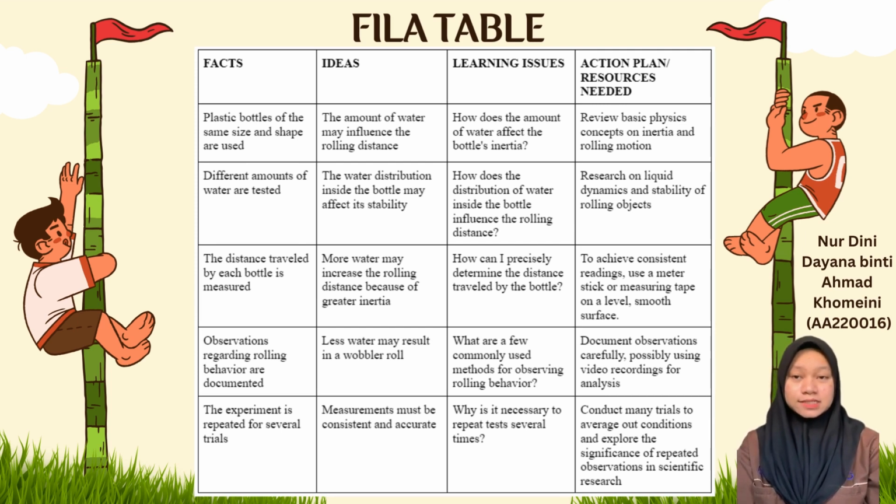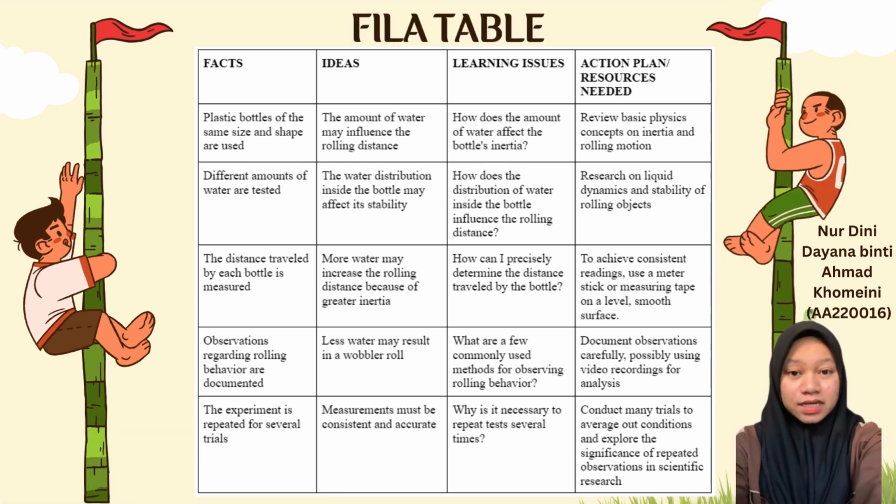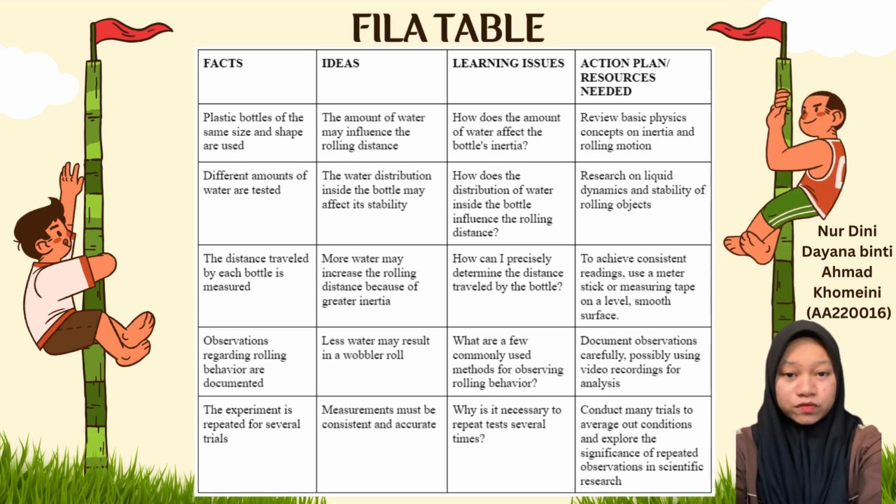The first one is fact, the second one is ideas, the third one is learning issues, and the fourth one is action plan, resource needed. In every column, we put 5 points.